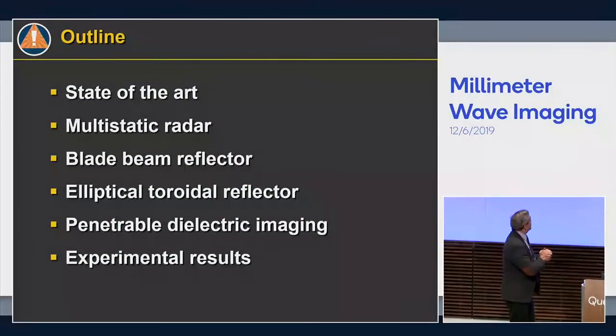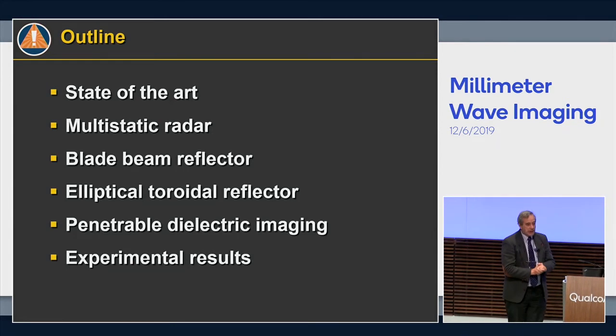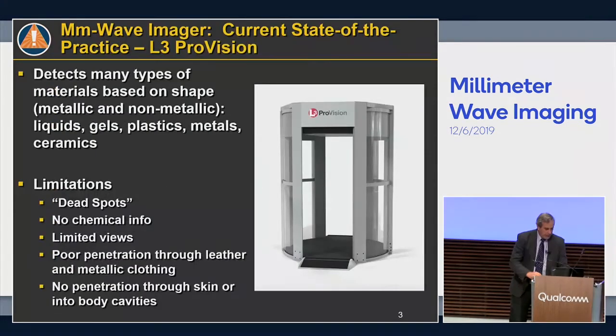Okay, so I'll talk about the current state of the art, what multistatic radar is and why we use it, the reflector system that we use to generate these beams that analyze the target, our elliptical toroidal reflector, a lot of fancy words there, but this is basically a fancy satellite dish for near-field focusing and imaging. Look at penetrable dielectric imaging, that is penetrable by waves. Waves don't penetrate metal, but they penetrate dielectric, like explosives, for example, and some of our experimental results.